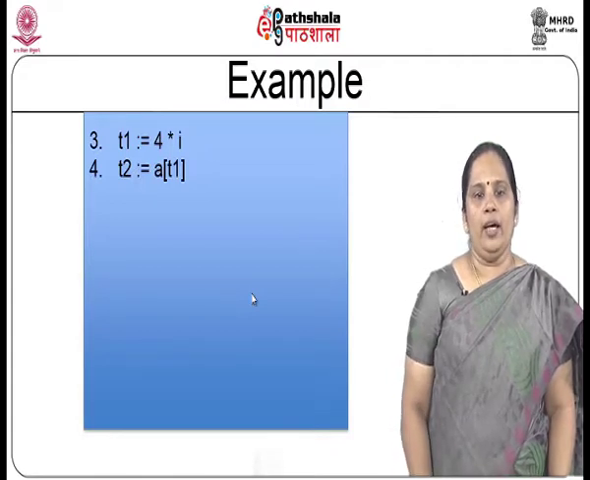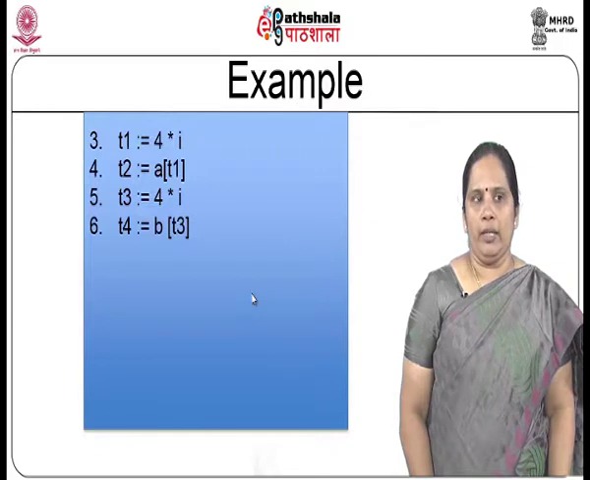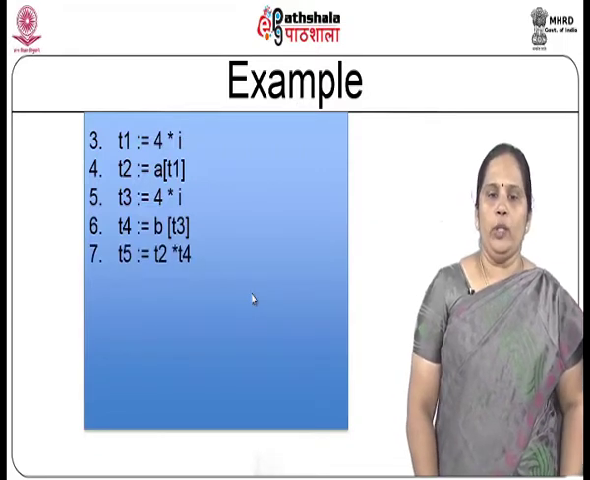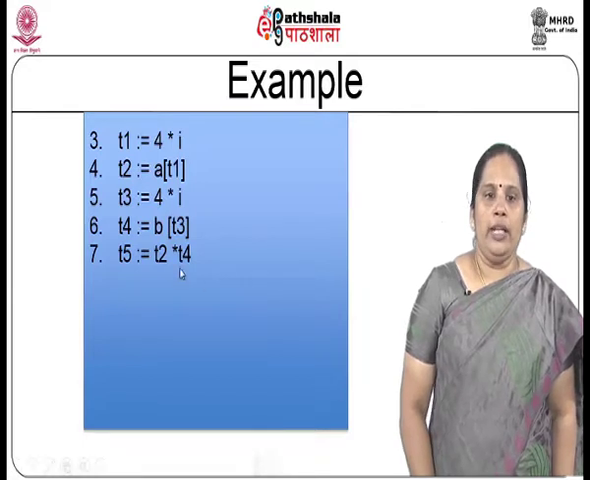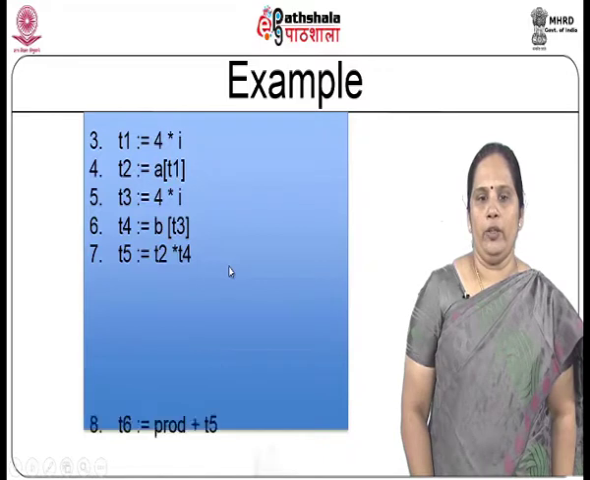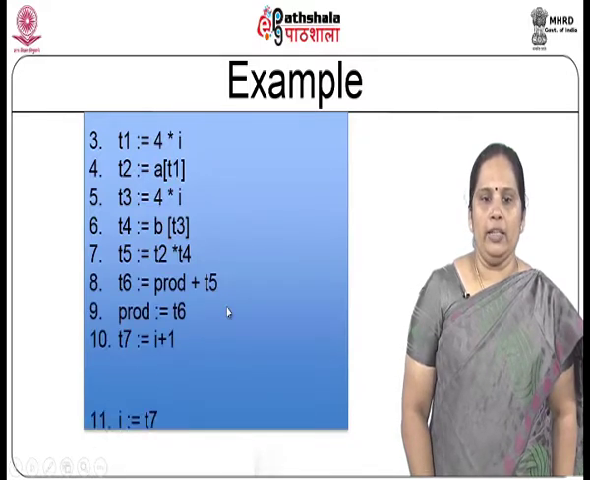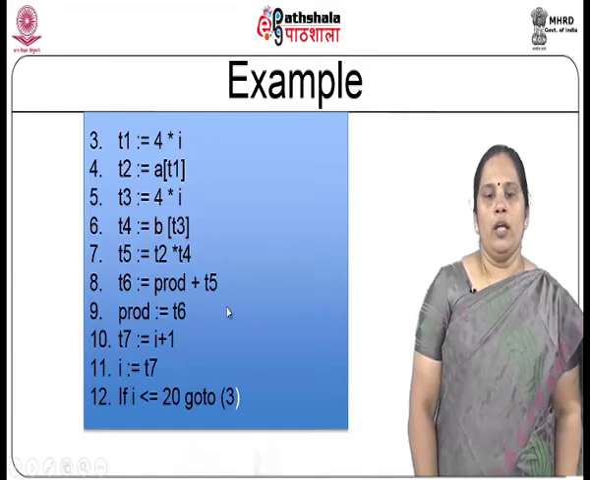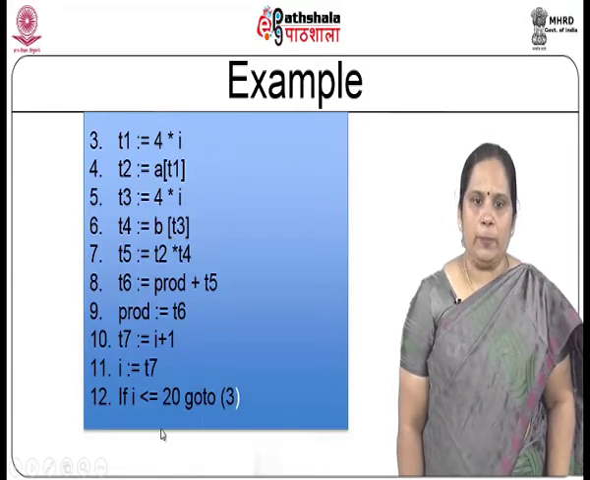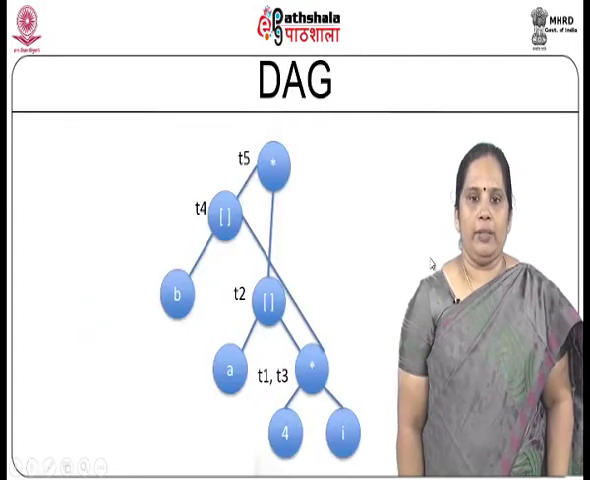So, we had a basic block, this is block B2, which we had earlier. So, T1 is equal to 4 into I, T2 is equal to A of T1, T3 is 4 into I, T4 is B of T3, T5 is T2 into T4, T6 is prod plus T5, and finally these were my statements. Now, the corresponding DAG will be constructed for this particular basic block. We will see that in the next slide.